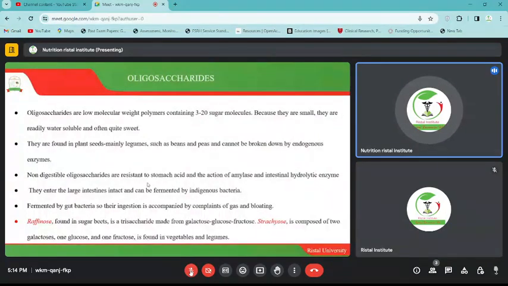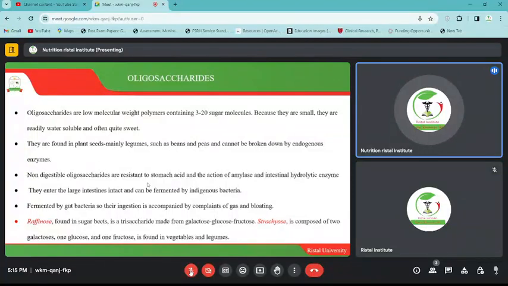Raffinose, which is one example of oligosaccharides, is found in sugar beets. It is a trisaccharide made from galactose, glucose, and fructose, so it is made of three monosaccharide units. This is definitely easy to remember because the monosaccharides are galactose, glucose, and fructose. When you combine and condense all three into one unit, they form raffinose.